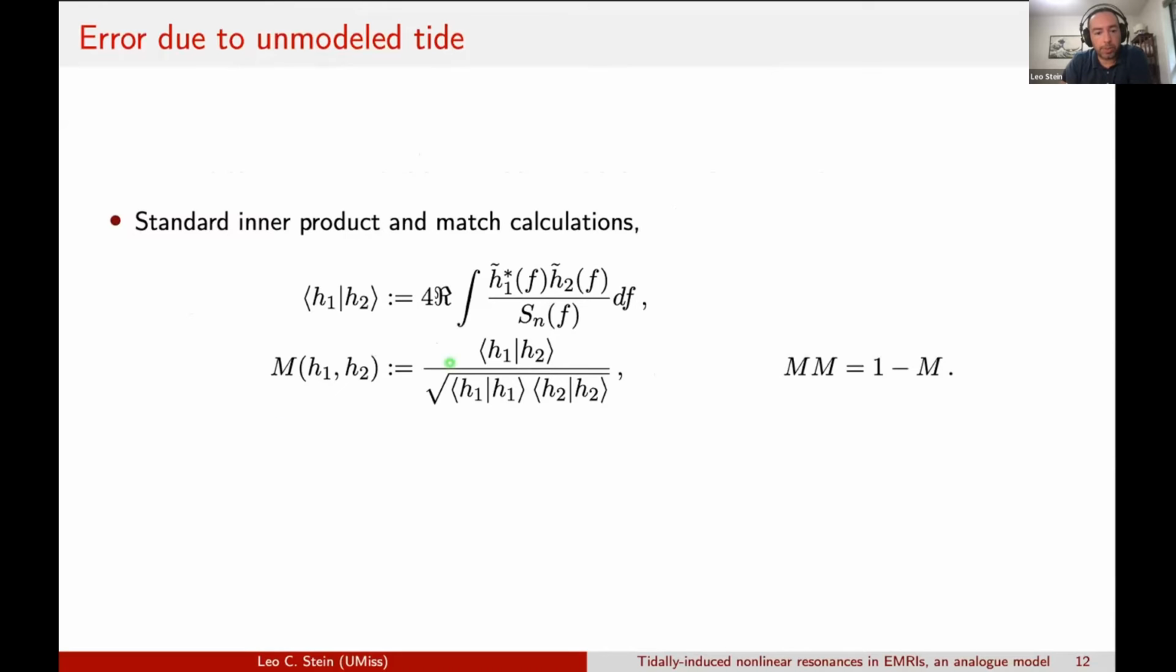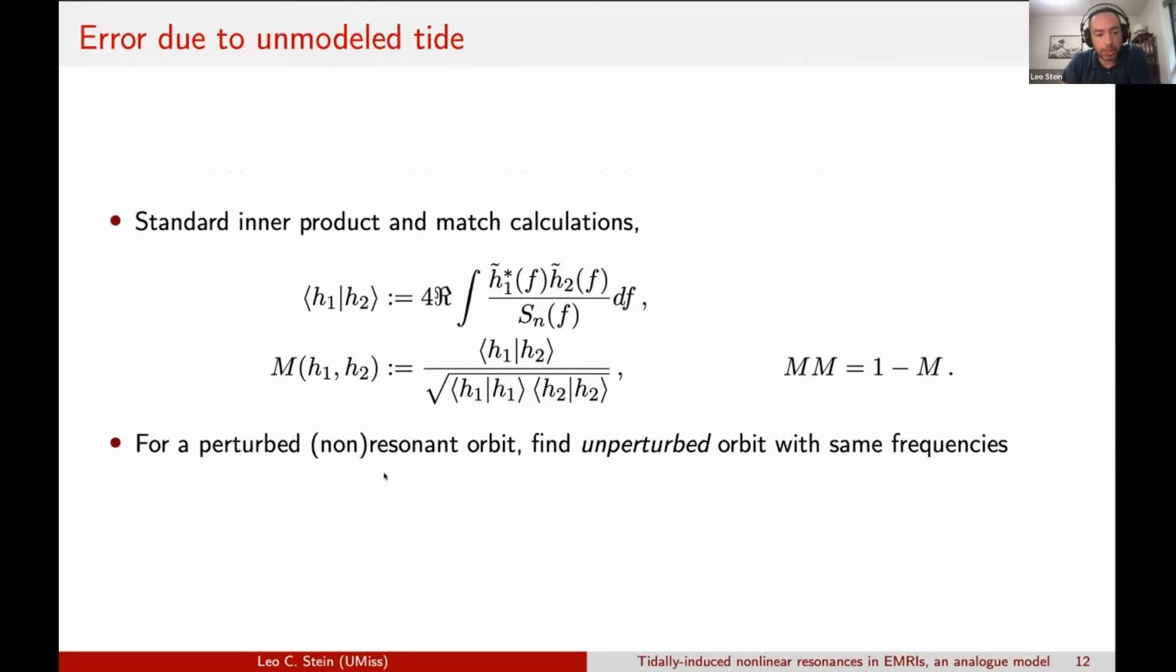The tools that we use for this are rather standard, so let me skip over this because I'm short on time. For doing the comparison, we take the frequencies from the perturbed orbits and find an unperturbed orbit that has those same frequencies, to make the comparison as honest as possible.